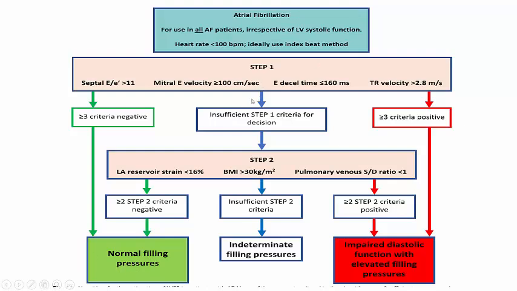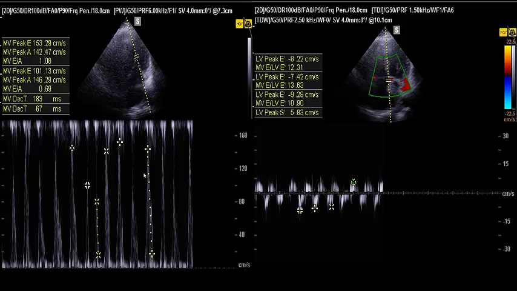If it's only 1 point positive, 1 point negative, and not all 3 parameters positive, you will go to the second step. Okay, back to our patient. As you see, I put the pulsed wave Doppler here at the tip of the mitral valve in my patient and assess the E wave. There is no A wave because of AF, so I assess the E wave here.